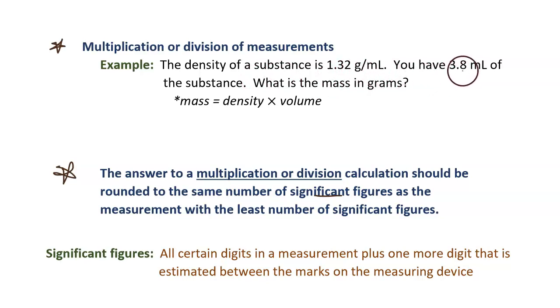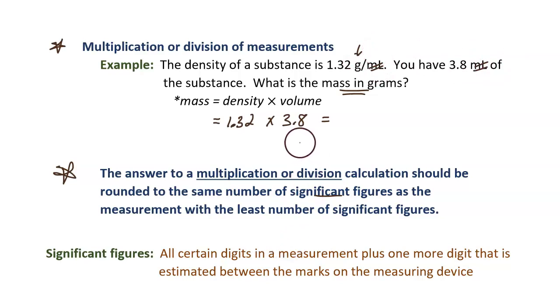We have 3.8 milliliters of the substance. What is the mass in grams? And here's the math formula that you use. So using this formula, we see we want to multiply the two numbers together: 1.32 times the 3.8. When you multiply, the milliliters cancel away, leaving the unit grams.